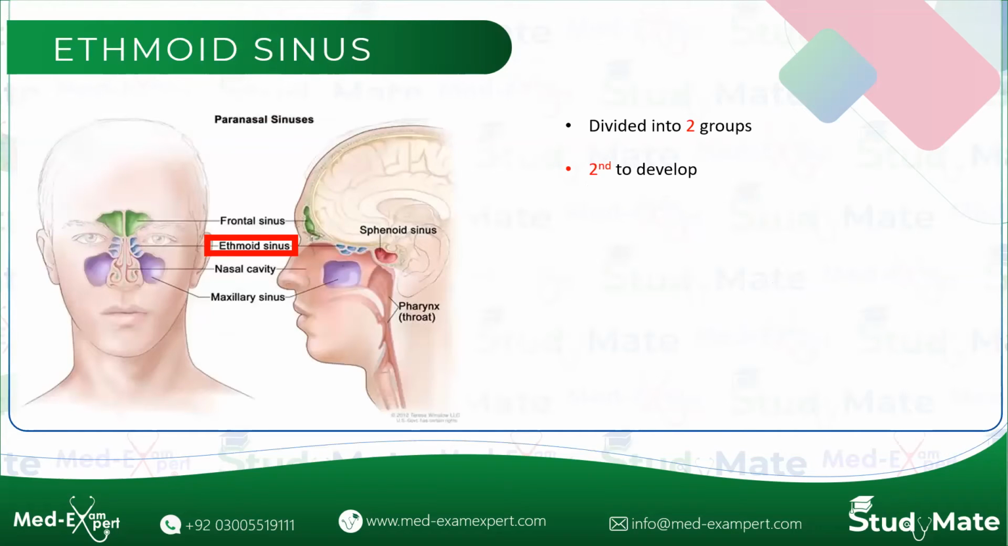Next we have the ethmoid sinuses. इसको हमने पहले भी डिस्कस किया that they are divided into two groups, anterior and the posterior group. Anterior ethmoids are part of the anterior group of the paranasal sinus, which all join together to drain into the middle meatus. Whereas posterior group, it drains into the superior meatus. Ethmoid sinuses are second to develop in the intrauterine life.